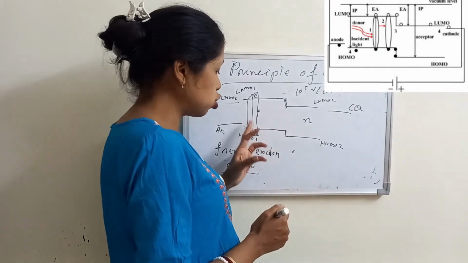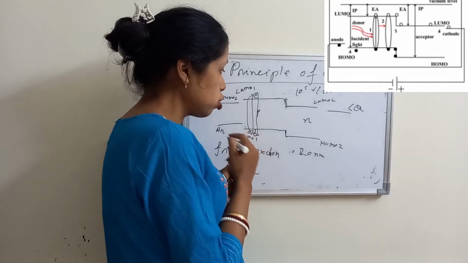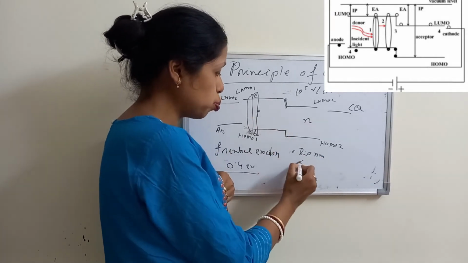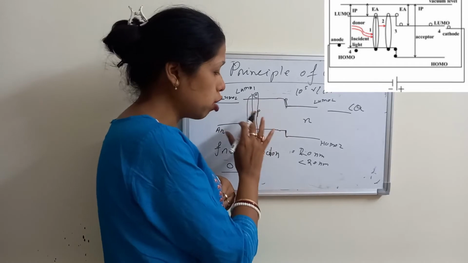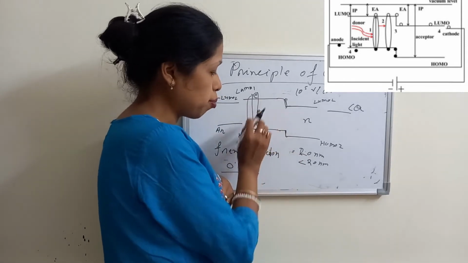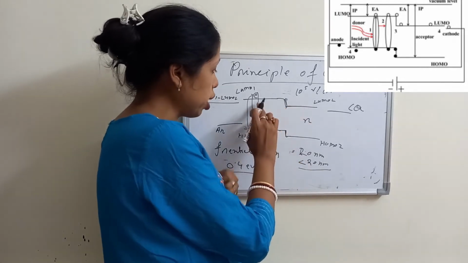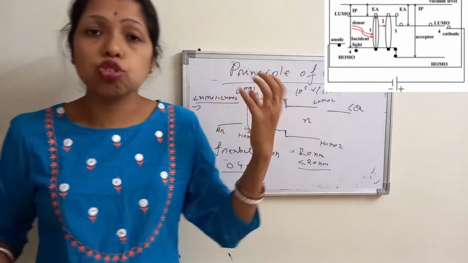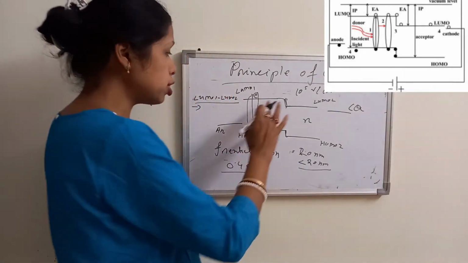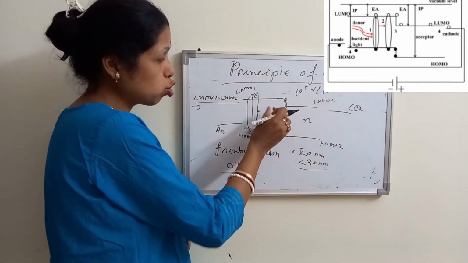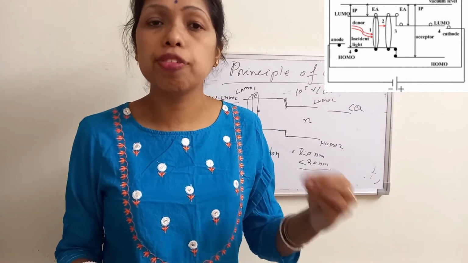Suppose the diffusion length of this exciton is 20 nanometer. That means the thickness of this p-type layer should be less than 20 nanometer, because the exciton can be produced anywhere, right? If it is 30 nanometer, then before reaching the interface the exciton will recombine, so we will not get any free carriers. This is one condition. We have to design the thickness of the p-type layer so that it is less than the exciton diffusion length.